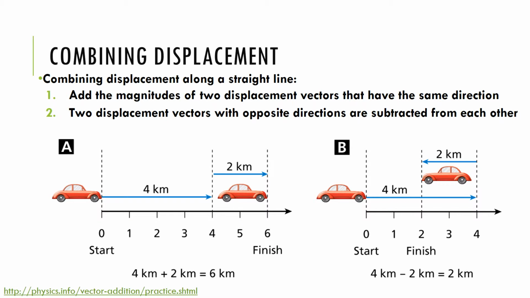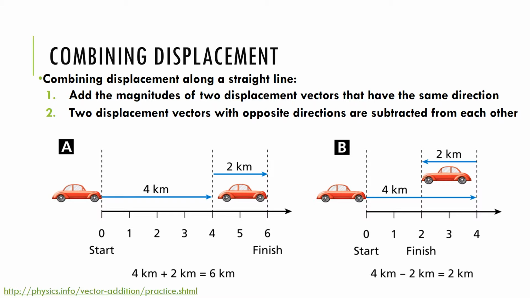So basically, to combine displacement, when you have an object that's moving in a straight line, it's very straightforward. So one of two things can happen. It can move in the same direction, and if that's the case, then you add them together, and that's what number one says, and picture A is referring to. So if you look at this car, it moves 4 kilometers and then it moves 2 more, both in the same direction, so we can just add them. So total distance would be 6 kilometers, and total displacement would also be 6 kilometers, okay?